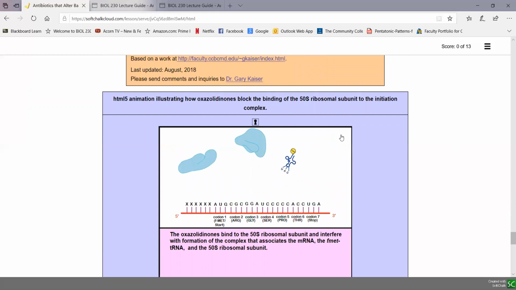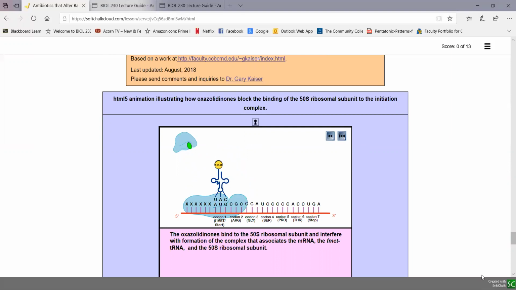So remember at the beginning, a 30S subunit attaches to a messenger RNA, a codon that matches the start codon, AUG, lines up, and we call that the initiation complex. At that point, a 50S subunit can attach. But one of the thoughts is that the oxazolidinones can bind to the 50S subunit and interfere with its attachment to the 30S subunit. So you have an incomplete ribosome form. There's no 50S subunit there to help translate it.